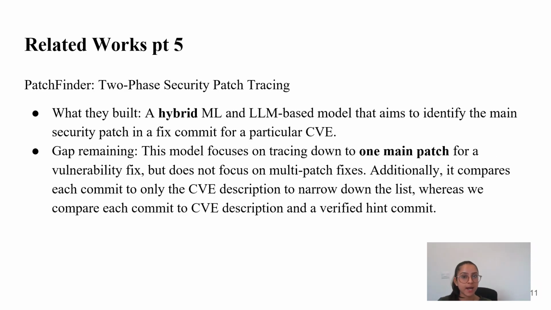And finally, Patch Finder is a hybrid ML and LLM based model that aims to identify the main security patch in a fixed commit for a particular CVE. But this model focuses on tracing down to one main patch for a vulnerability fix. It doesn't address the problem of multi-commit fix sets, and it also compares each commit to only the CVE description, whereas we compare each commit to the CVE description and a verified hint commit.